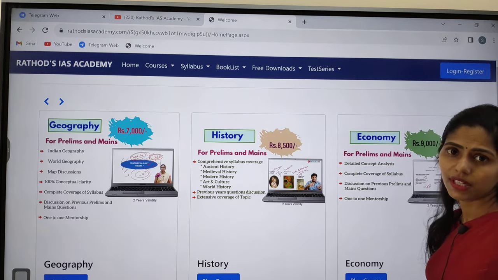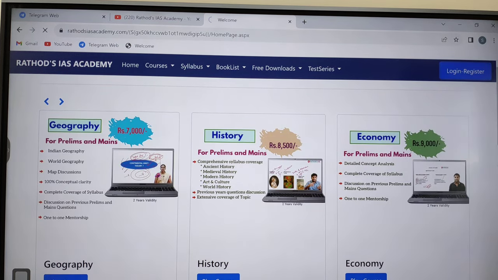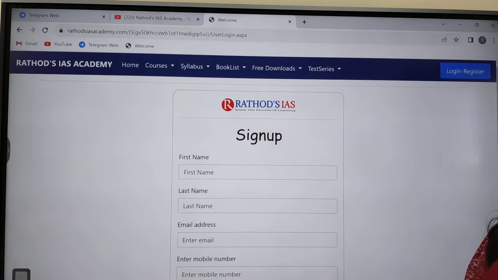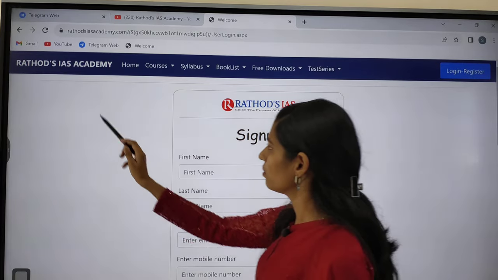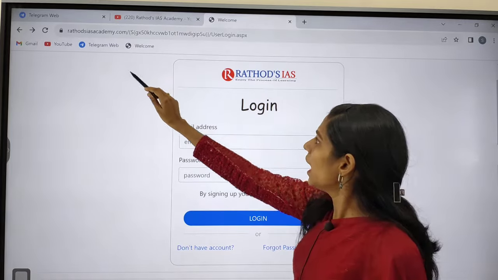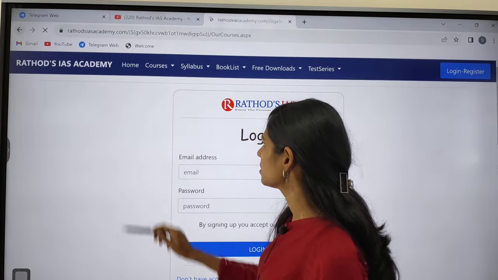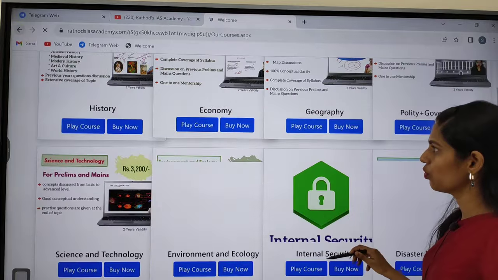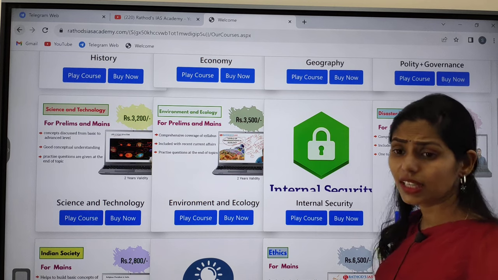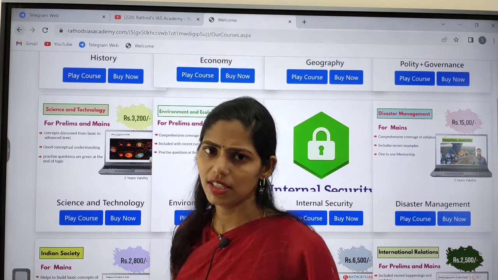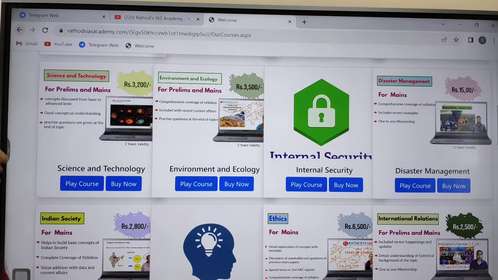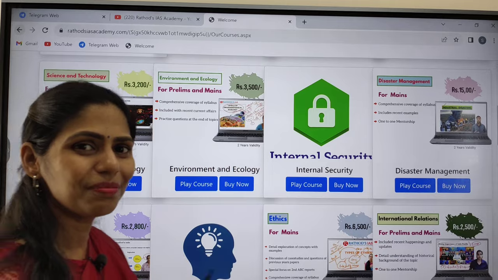If you are visiting our website for the first time, you have to click on login or register. After that, you have to click on do not have account and register. After registering, go back to the login page and log in with your email ID and password. Later on, you can click on the course list. Here you can see the wide range of courses that we are offering at Rathod's IAS. If you are facing any problem in a single subject, you can take the course for that single subject, and the price is very affordable. You can click on the play course so that you can watch 3 demo videos without paying a single penny.